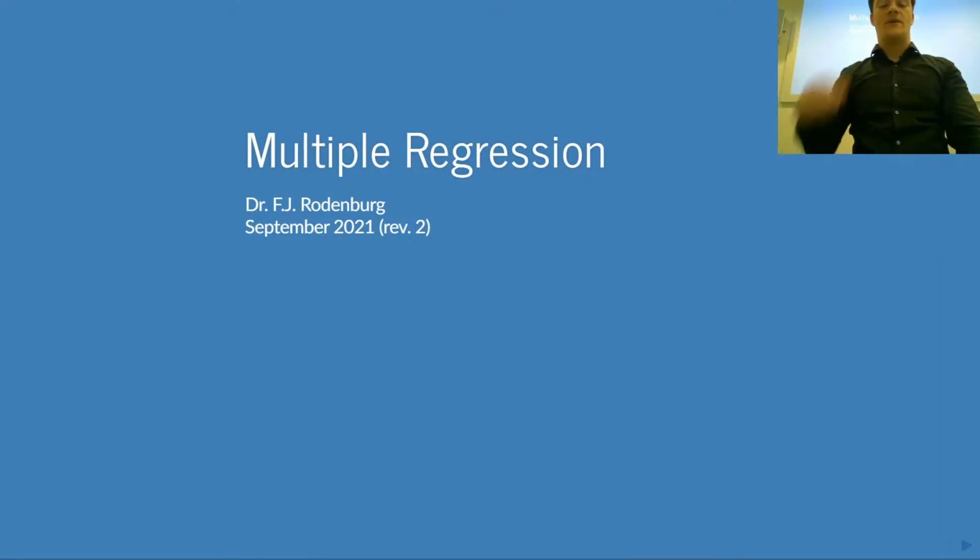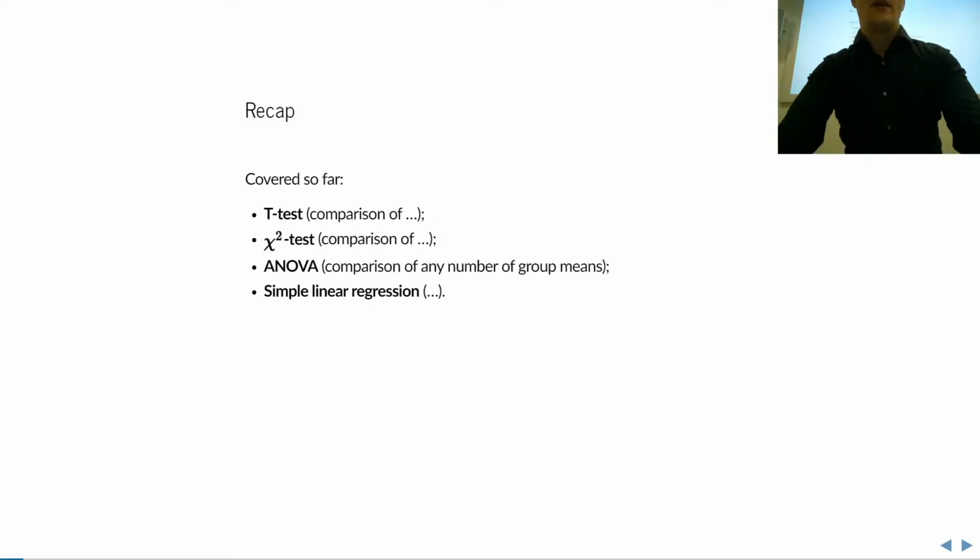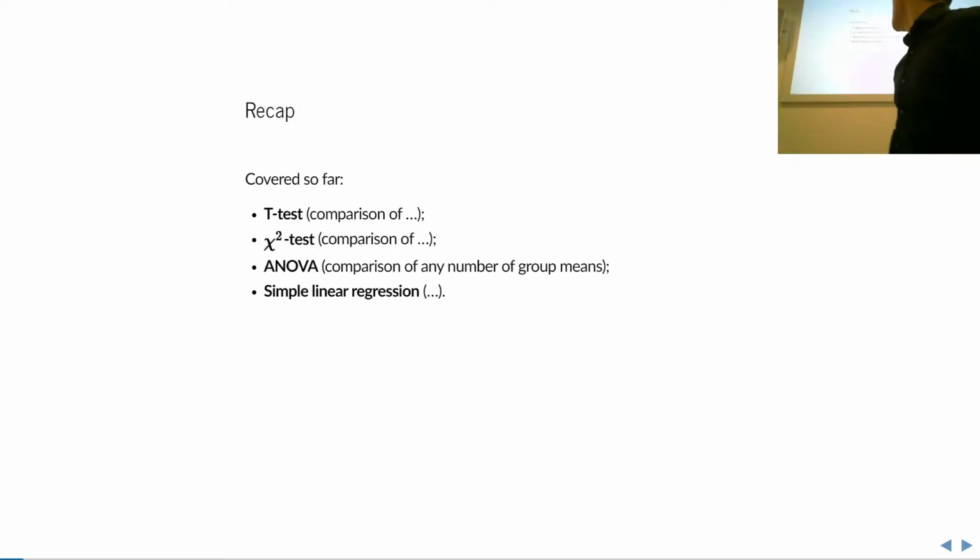Last week we talked about several things. We talked about the t-test, chi-square test, Anova, and simple linear regression. And the fifth subject was multiple testing correction, which is something you do over the rest of your analysis. But let's have a very brief recap of the methods we've had so far.